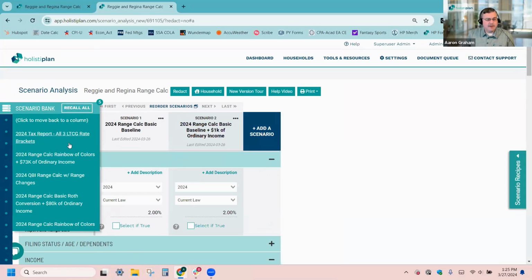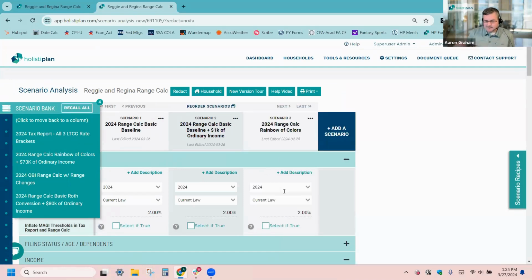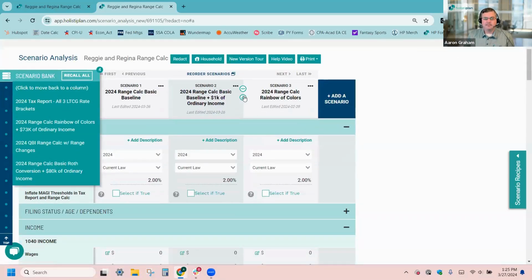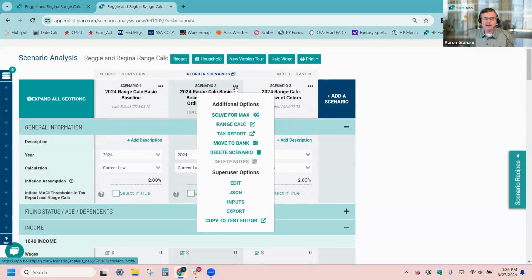So got 20 minutes left. I want to make sure we get to some of the more exotic range calcs you might see here from time to time. So what have I done here with, I'm just going to put this back in the scenario bank.